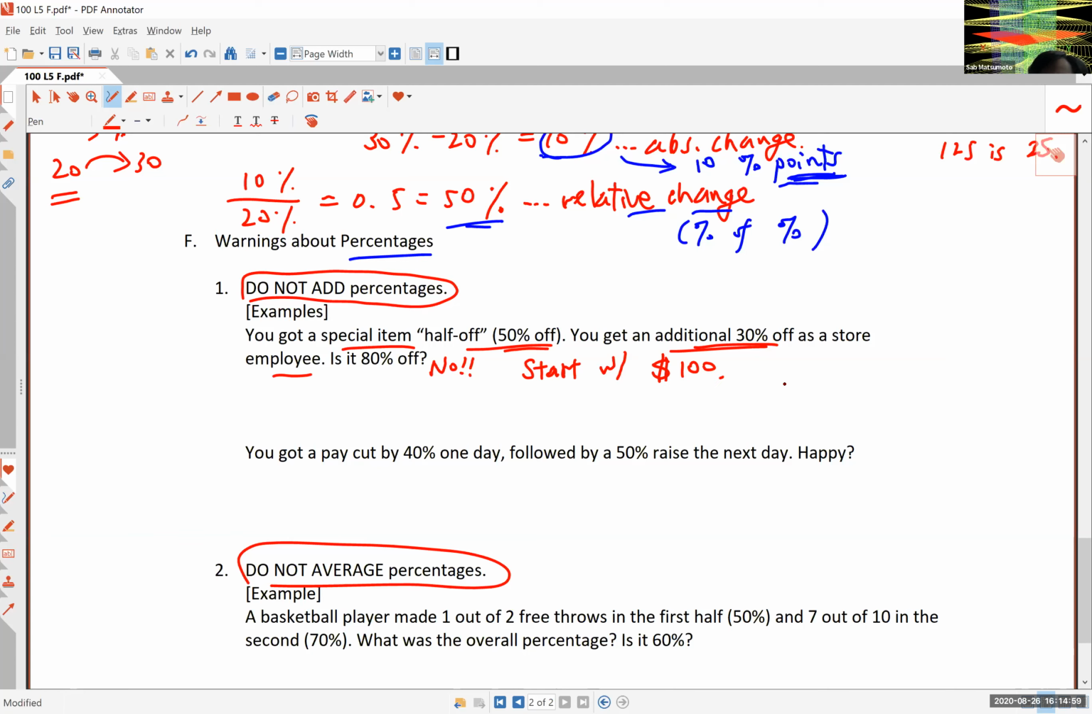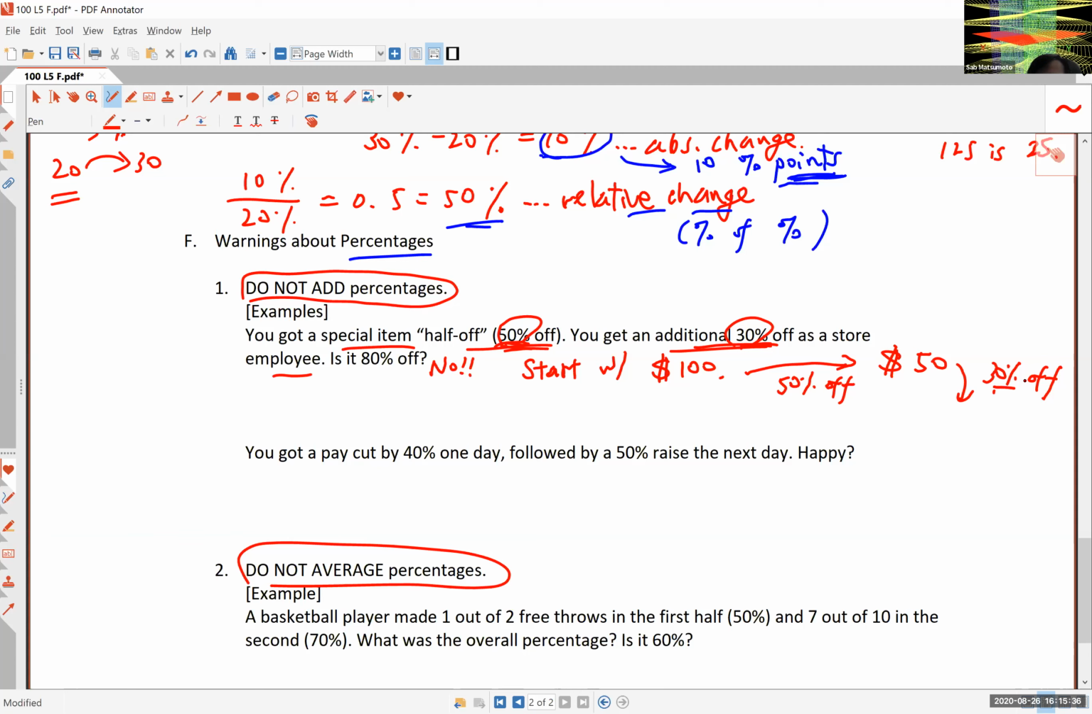Now you got 50% off, so you knock down $50. Now this is on sale for $50. That's the sale price. Now you get 30% off of that. Again, the reason you cannot add 50% and 30% is because these are not based on the same reference number. Originally the number was 100, so this 50% was based on the reference number of $100. This 30% is based on the discounted price of $50.